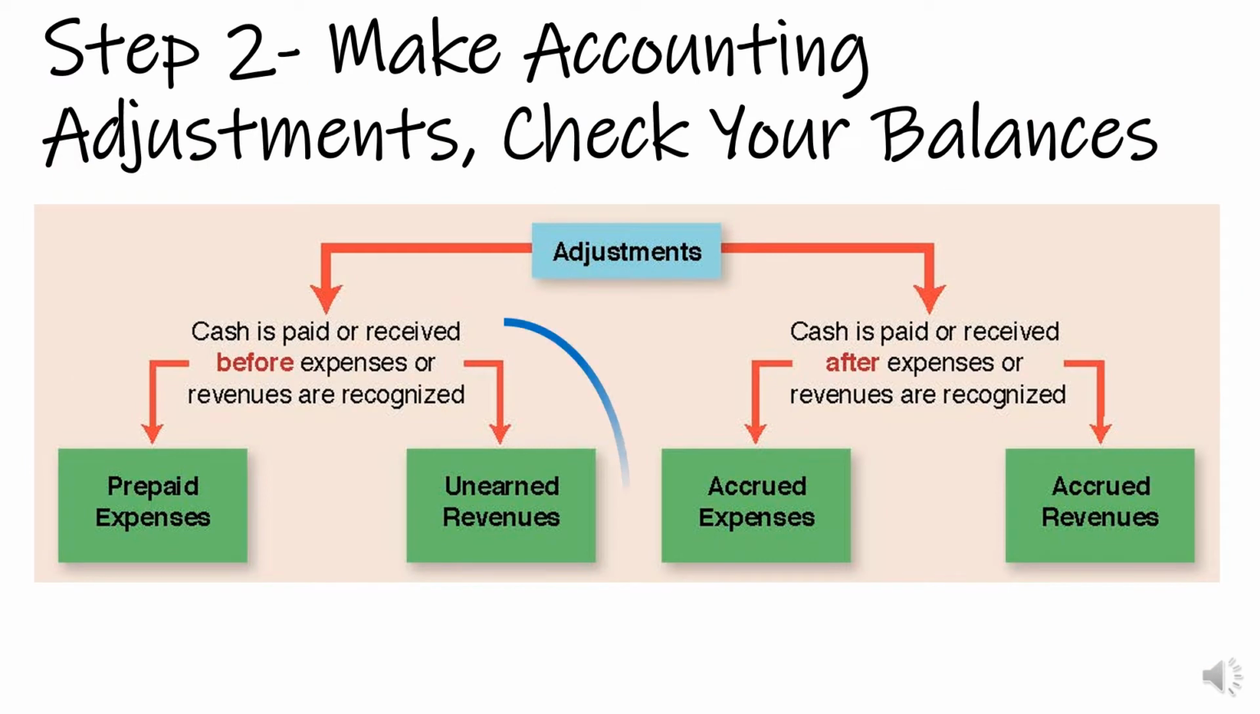Now, the second category of adjusting entries has to do with unearned revenues. These are revenues that you haven't done the work yet. Let's take a look at what that means.